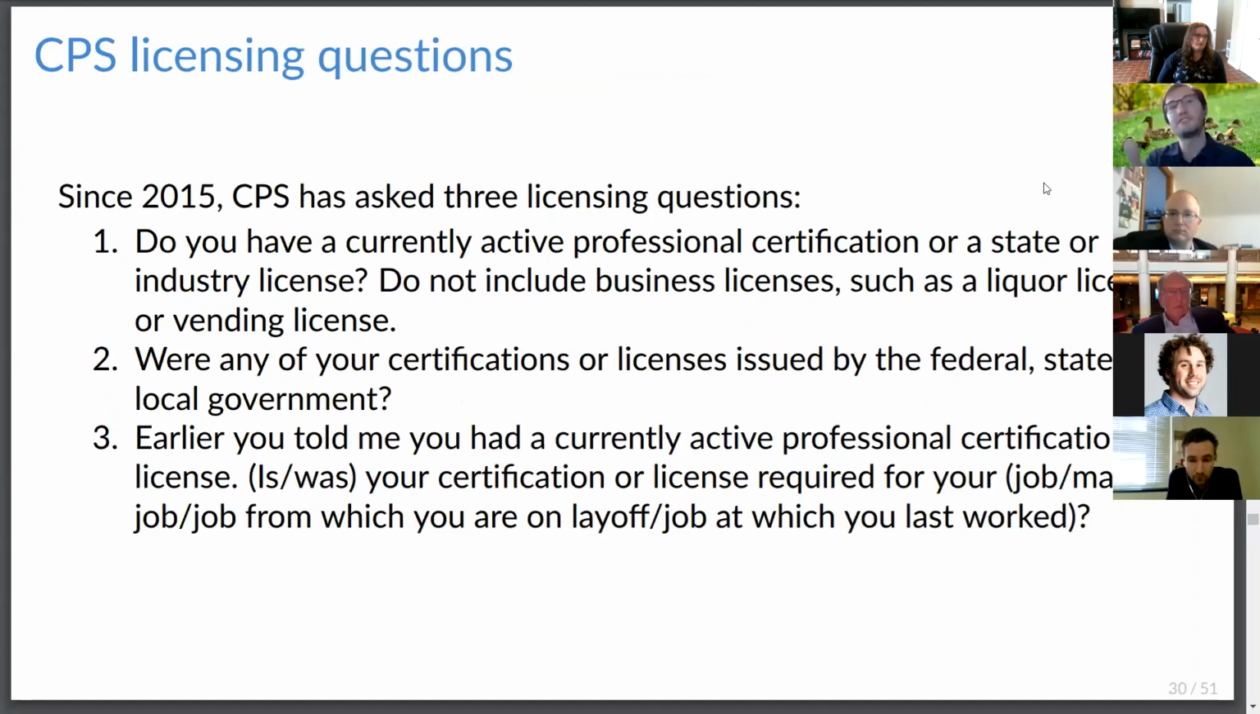So here are the licensing questions. Again, I'm running a little short on time, so I'm not going to talk about them too much because we've seen them so much, right? In general, I consider somebody licensed if they answer yes to they have a license and it was given by the state. But I also do robustness to requiring them saying yes to the third question. And the results are even stronger when I use the third question.